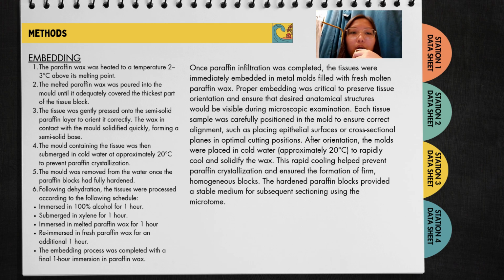After orientation, the mold was placed in cool water to rapidly cool and solidify the wax. This rapid cooling helped prevent paraffin crystallization and ensured the formation of a firm, homogeneous block. The hardened paraffin block provides a stable medium for subsequent sectioning using the microtome.